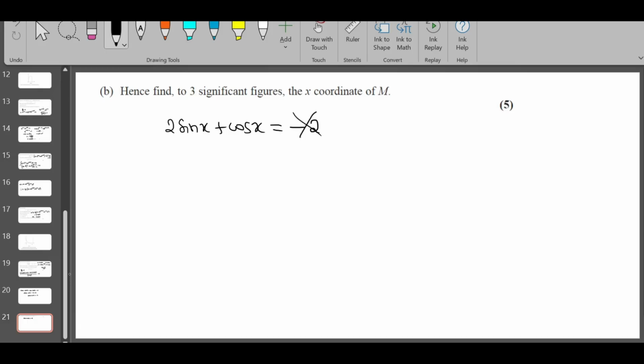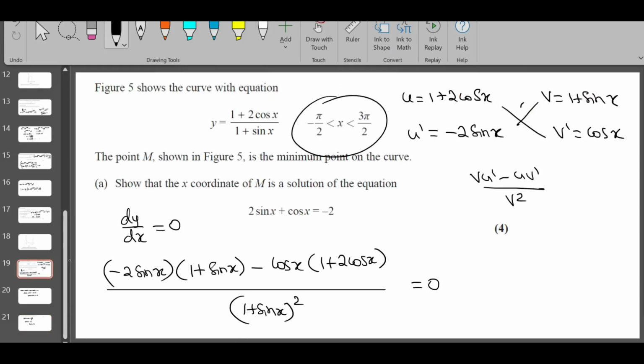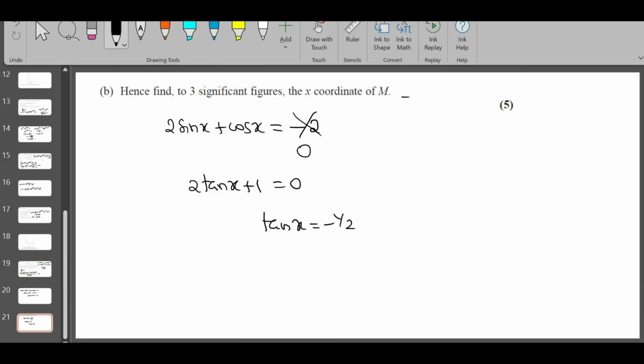Let's say instead of minus 2, you have 0. That's very easy. Divide throughout by cos x. You will get 2 tan x plus 1 is 0. Tan x is minus half. And then just solve it within the given limit. The limit is minus pi over 2 to 3 pi over 2.